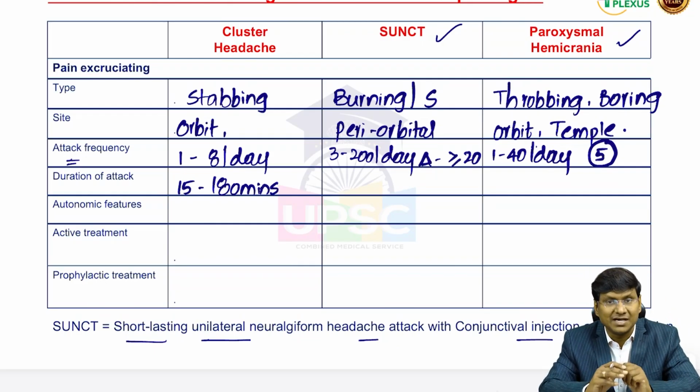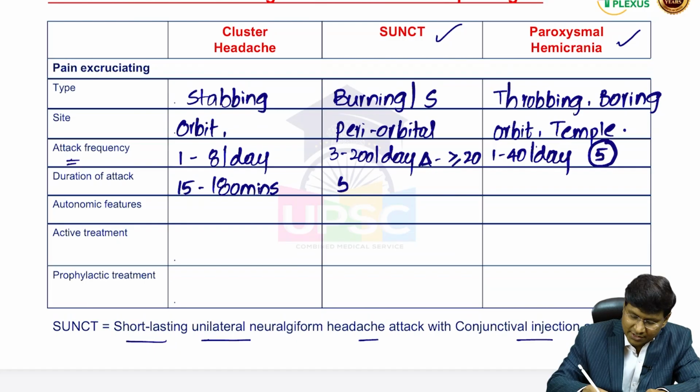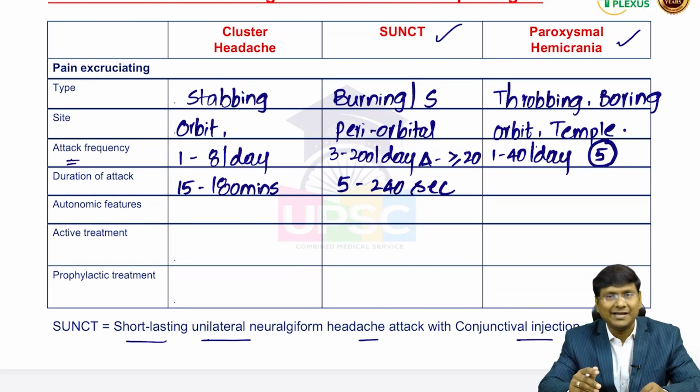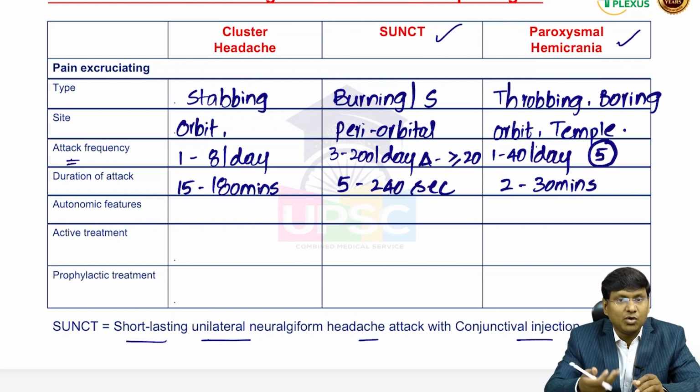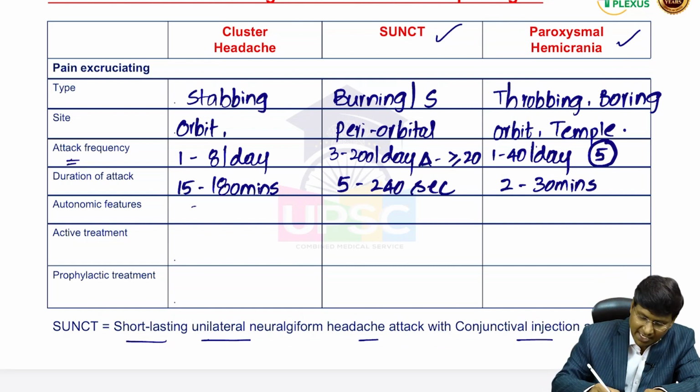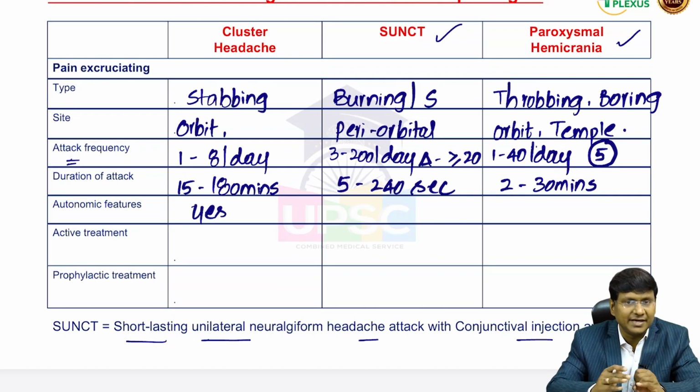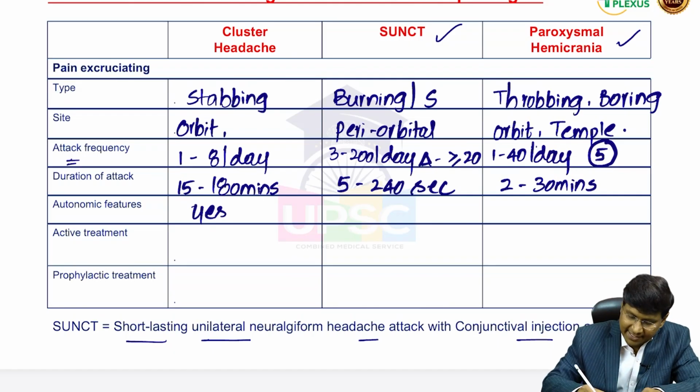Whereas in case of SUNCT, it will be a very short duration, like 5 to 240 seconds. And in case of paroxysmal hemicrania, the duration of headache can be 2 minutes and it can be as long as 30 minutes as well. And what about the autonomic features? Autonomic features are present in case of the cluster headache, and they are also present in SUNCT as well as the paroxysmal hemicrania.